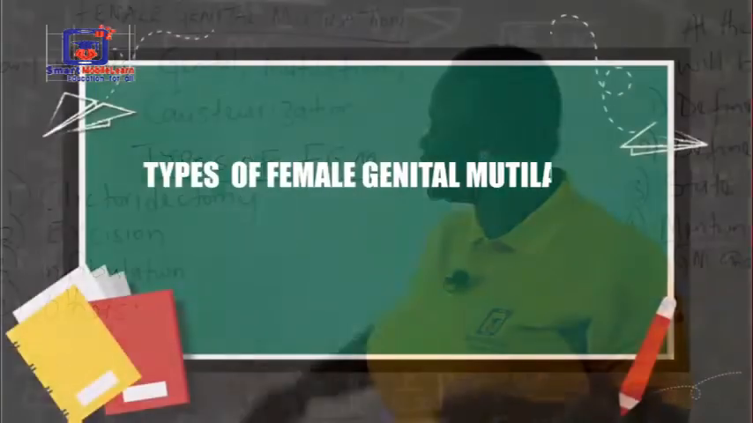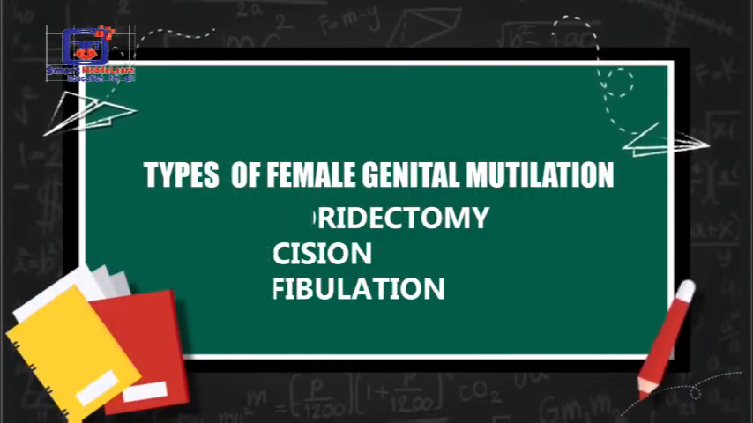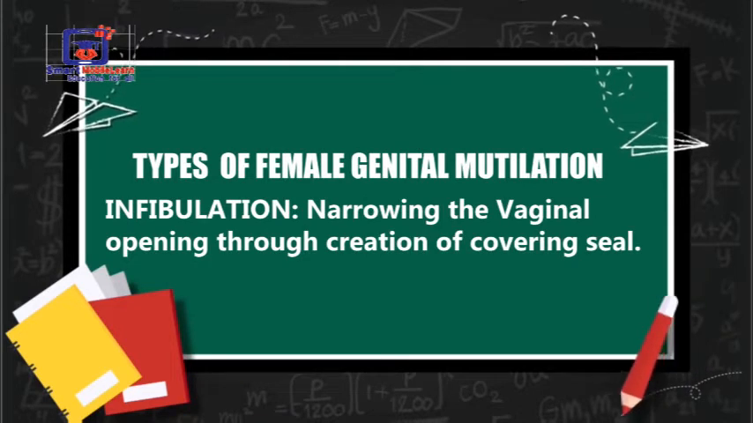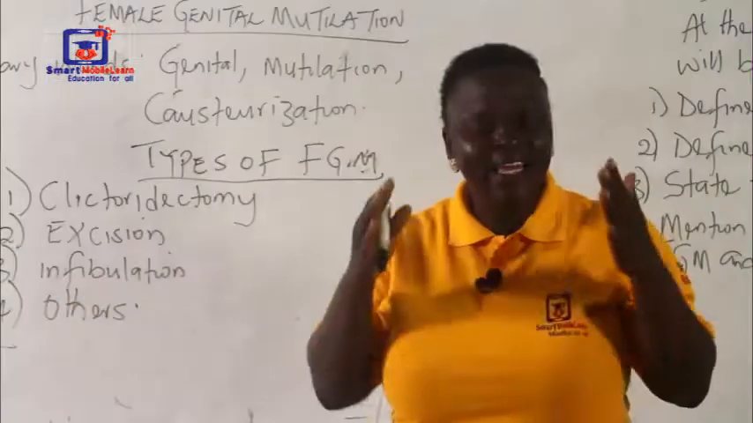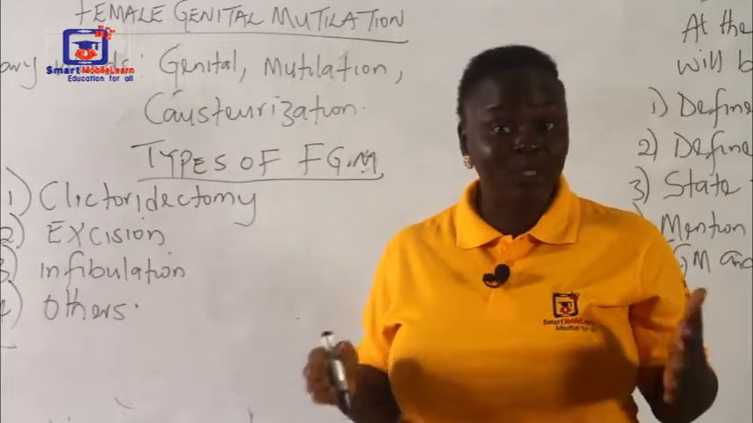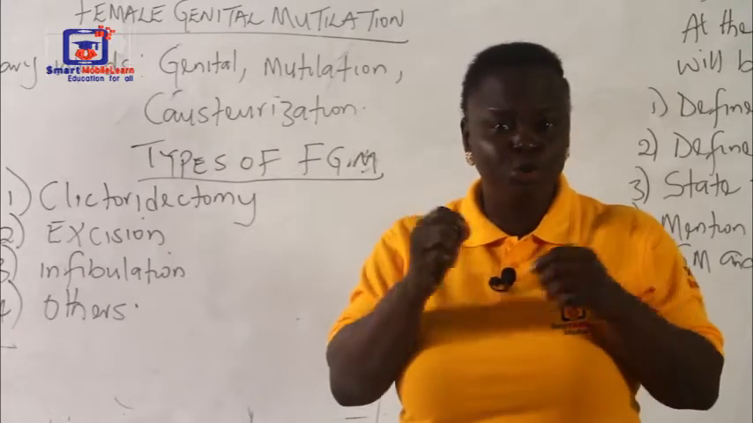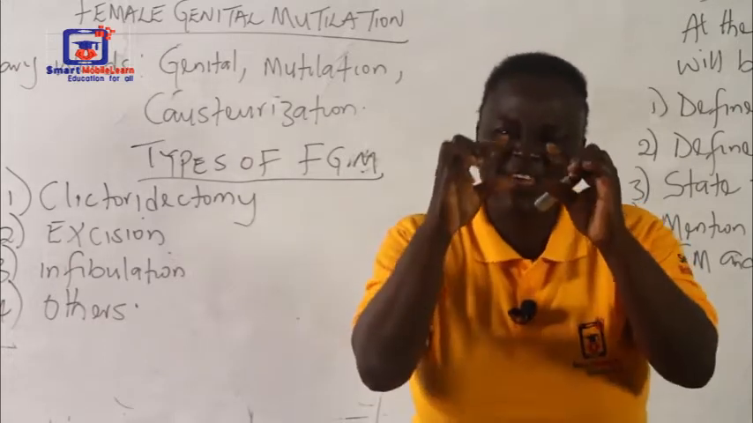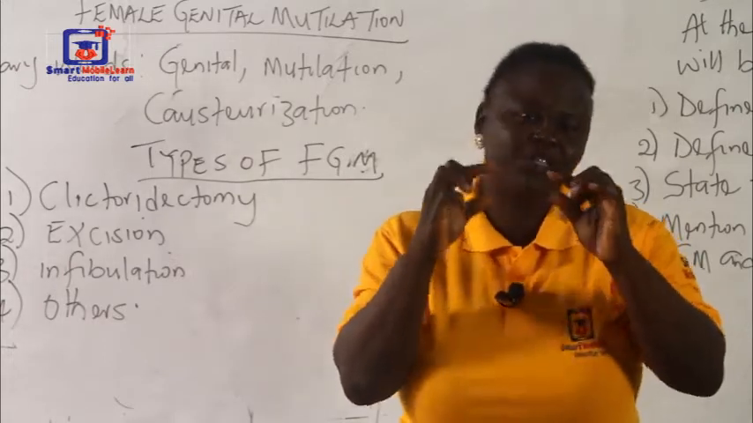The third one is what we call infibulation. Infibulation is the covering of the vaginal opening. Without the use of anesthetics, a girl child is made to sit down, and what is done? Thread and needle is used to cover up the vaginal opening, leaving a very small spot for the menstrual cycle every month.